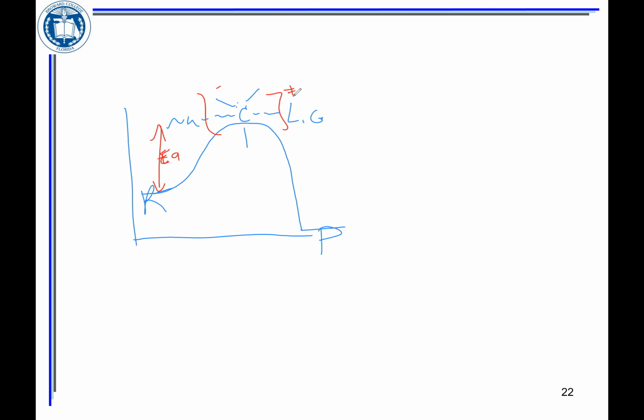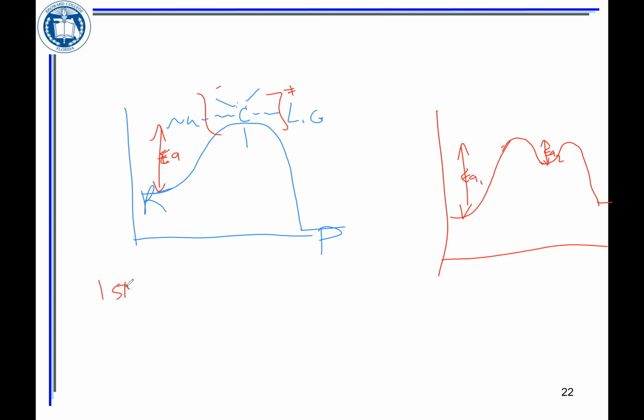How many steps do you see in this reaction? It's just one step, right? It's a one-step reaction. If I draw another reaction here, it's a two-step reaction, so I have EA1 and EA2. This is a one-step reaction, and this is a two-step reaction.